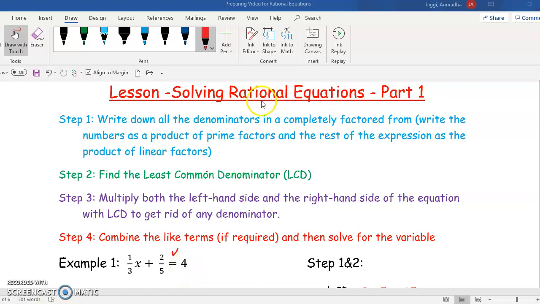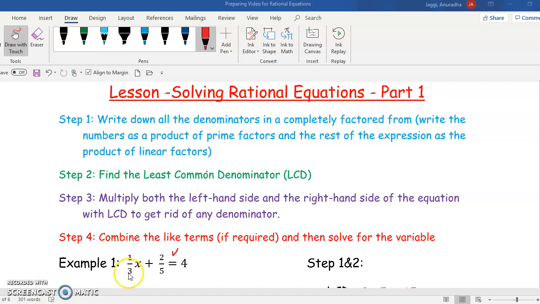And rational, we have already discussed, is anything that can be written in the p by q form where q is not equal to 0. So this is a rational expression, x by 3. 2 by 5 is a rational number, and 4 can be written as 4 by 1, which is also rational. So how do you go about doing that?